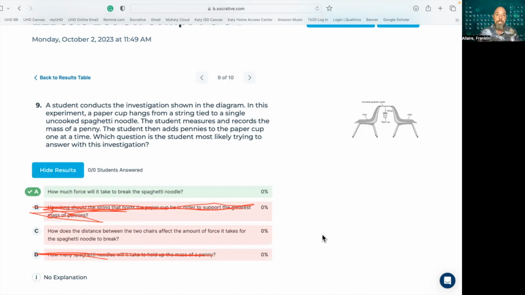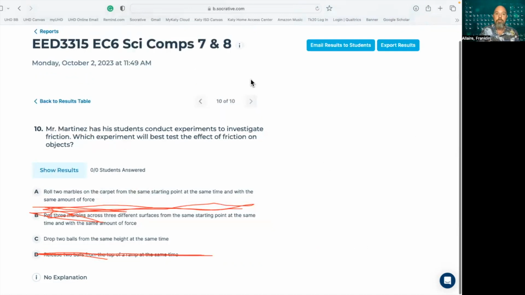Although, again, C is a potential question that could be answered through this kind of experiment, and even D is a potential question that could be answered through a different kind of experiment. But for this particular experiment, the best answer is going to be A. And let me delete those.